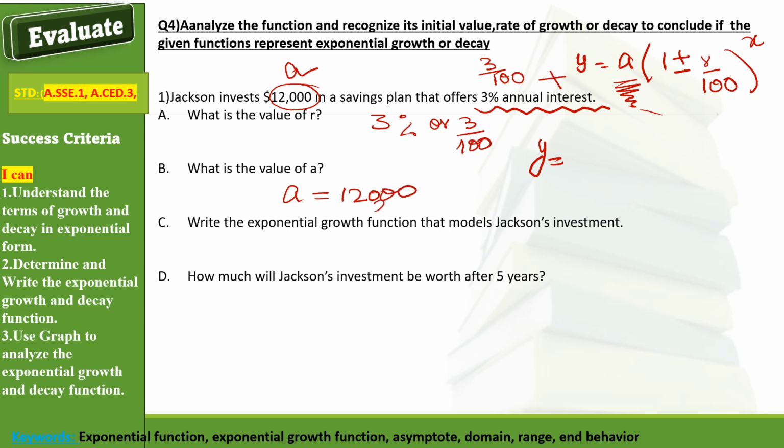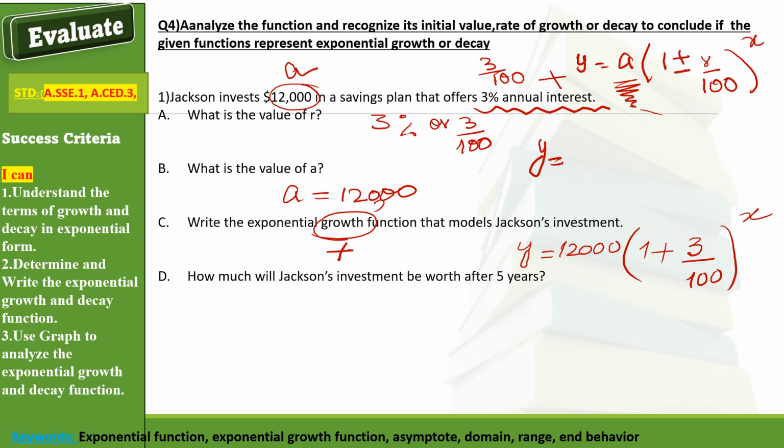So is it the exponential growth, or how does the exponential growth function model Jackson's investment? Now this is growth, it means you have to use the plus sign. So how do you write? You write y equals, in place of A, the initial value, that is 12,000. You write 1, since it is growth, so you write the plus. What is the R? R is 3 divided by 100, whole to the power of x.